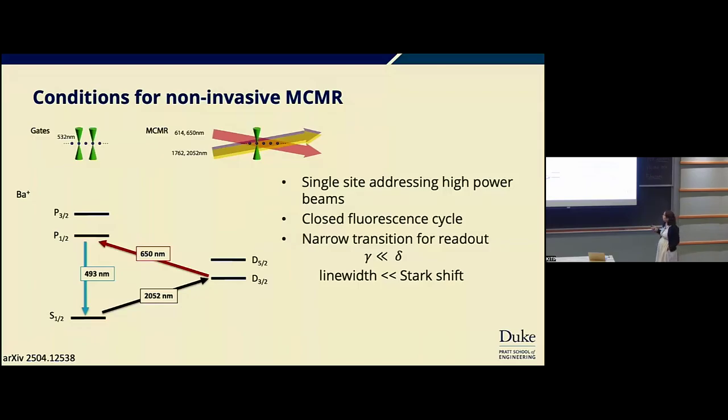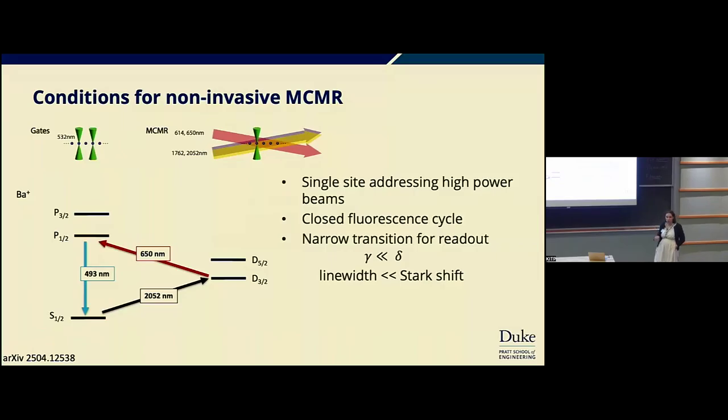And then the last thing is that we need a narrow transition for readout. So this 2 micron transition has sub-hertz linewidth, for example. And as long as we can create large Stark shifts, say over 100 megahertz, then when we shift this level away from the neighbor, there's virtually no excitation left on that narrow transition, 100 megahertz away from a hertz linewidth transition.